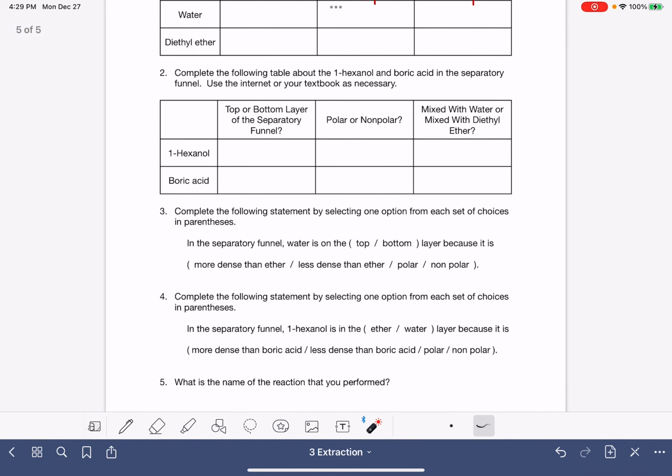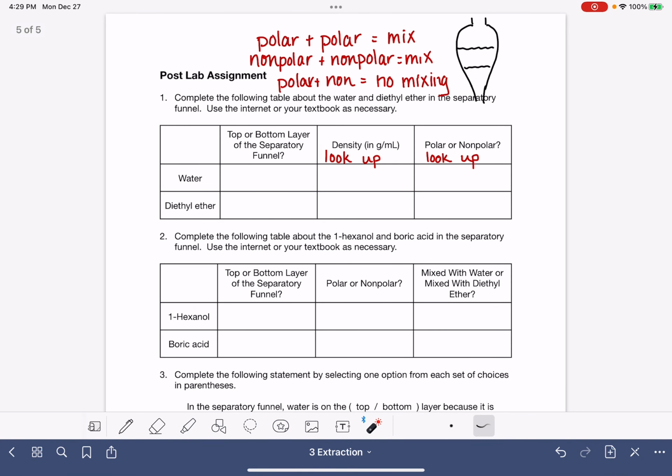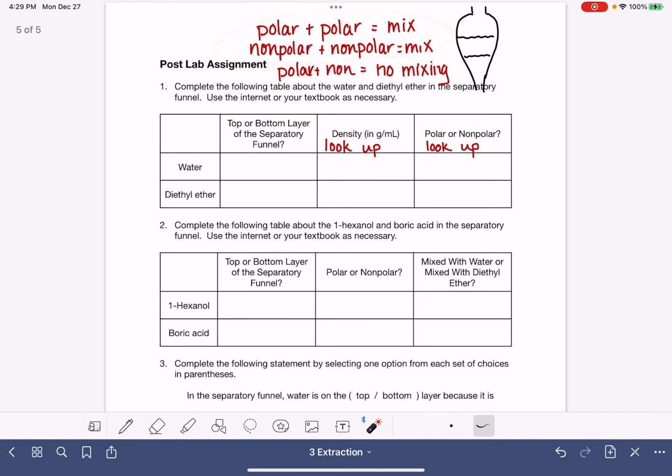And then in question number 4, it's asking you, where is the hexanol? Is it in the ether or the water? Hexanol, you will have answered that question right here. And why is it there? Does it have to do with density, or does it have to do with polarity? What is causing hexanol to mix with whatever it's mixing with?